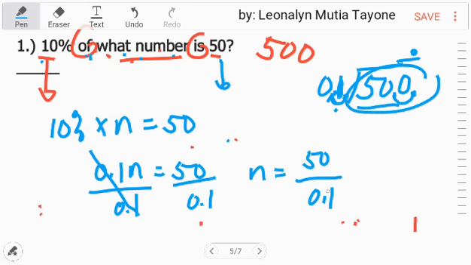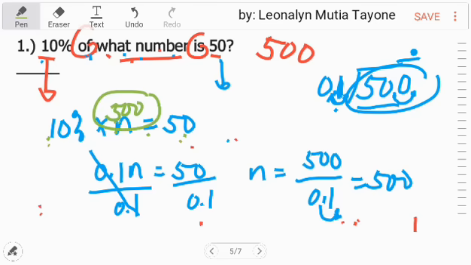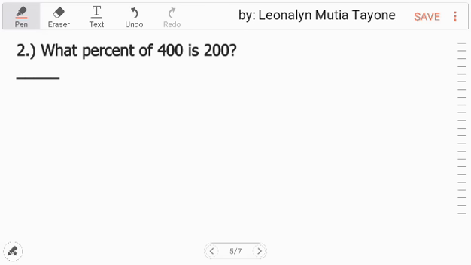Ganun din ang gagawin mo dito. Another way lang ito para sa mga nalilito. I-move mo lang ng 1 place. Kung mag-move kang 1 place dito sa denominator mo sa 0.1, maglagay ka rin ng isang 0 dyan. Kaya ang sagot dito ay 500. Kung i-double check natin, 10% of 500 is equals to 50. So, 0.1 times 500 equals 50. So, tama ang 500.